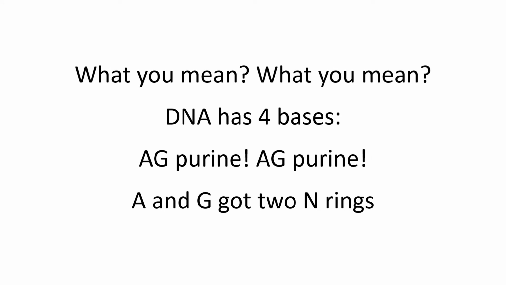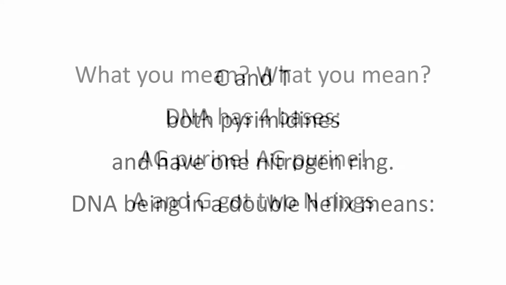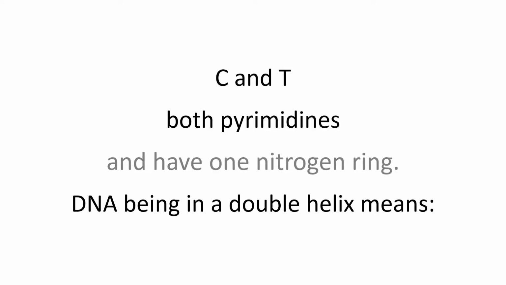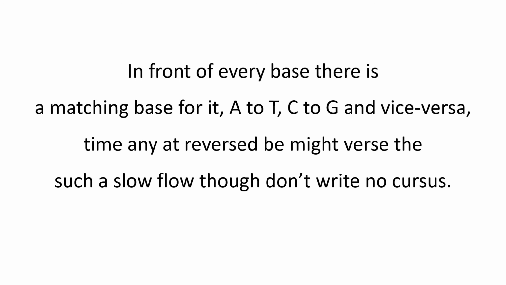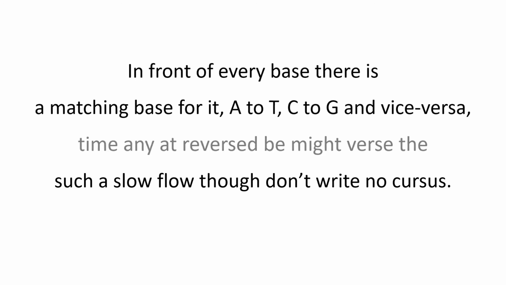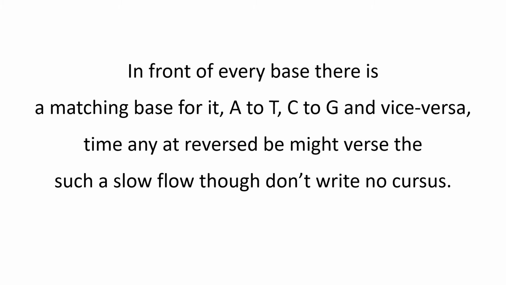What do you mean? DNA has four bases: A and G are purines with two rings, C and T are both pyrimidines, with one nitrogen ring. DNA being a double helix means in front of every base there is a matching base for it. A to T, C to G, and vice versa.